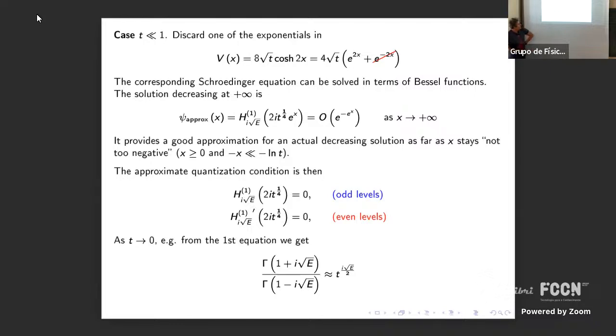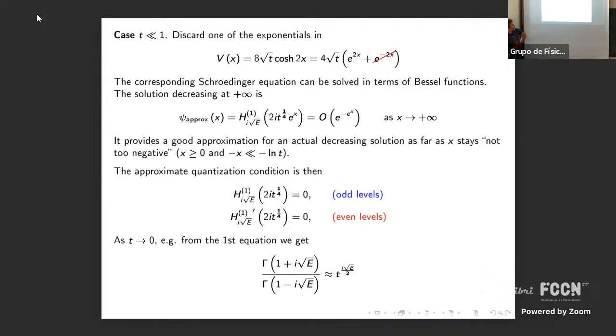One way to obtain an approximate form of the eigenvalues is to just discard one of the exponentials in cosh. Then the corresponding Schrödinger equation can be solved exactly in terms of Bessel functions. This example is already in Landau-Lifshitz, if you have a physical background. If you want, for example, the solution which is decreasing at plus infinity, it is the so-called Hankel function. And this is very rapidly decreasing, as you see.